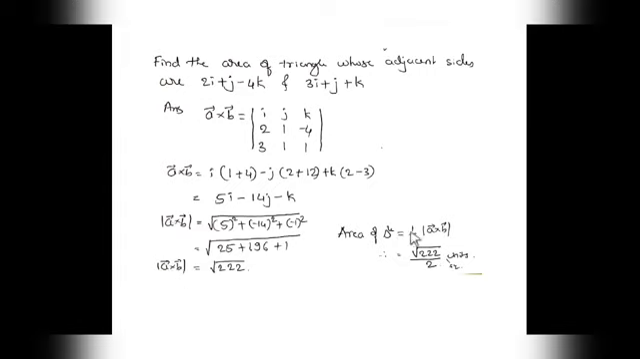But area of triangle is half into magnitude of vector A cross vector B. If I find only this much, this will be the area of parallelogram. But we need to find out now area of triangle. So half into magnitude of vector A cross vector B. That is square root of 222 divided by 2 square units is the area of the triangle.